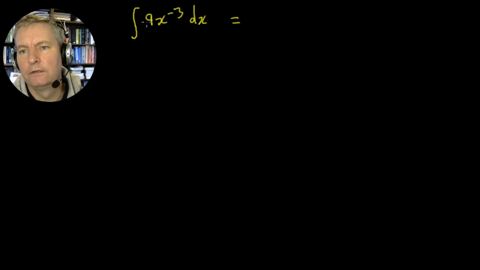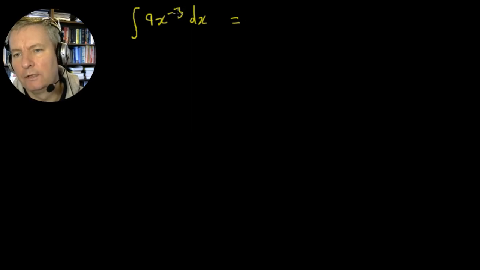So let's get a few examples of integration done. Let's say we want to integrate 9x to the minus 3 by dx. Now we know that we have to add 1 on to the index and divide by that.